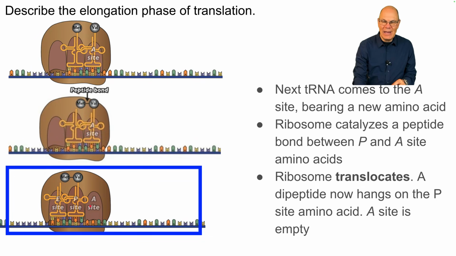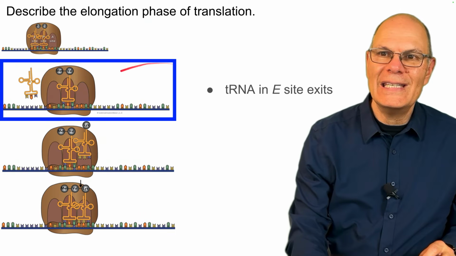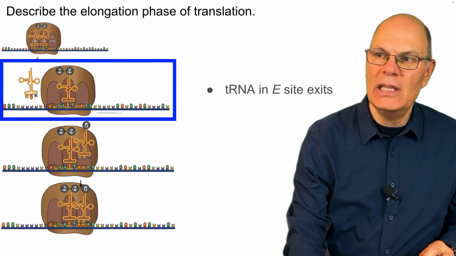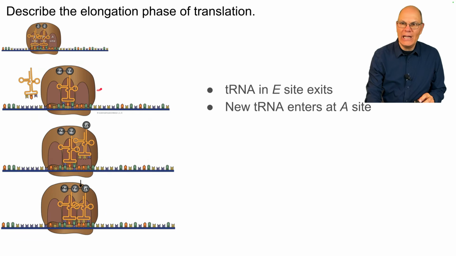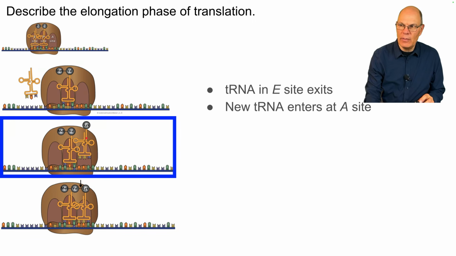The A site is empty, and there's a tRNA in the E site, but it's not connected to the polypeptide. It's not connected to any amino acid. Now what happens is that the tRNA that's in the E site exits. The new tRNA enters at the A site. The A site's empty over here. A new tRNA comes in.